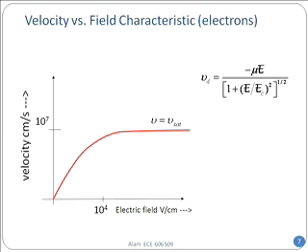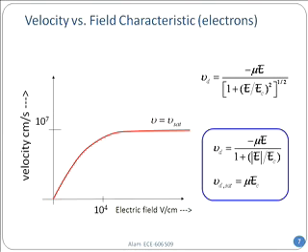Then the second term in the denominator will be the dominant one. The square root and the square will cancel each other, and you can see that the electric field will cancel top and bottom, and the EC will go up. EC is a number, so the velocity will saturate at mu times EC. So that's why this describes the saturation characteristics of this velocity-field curve.